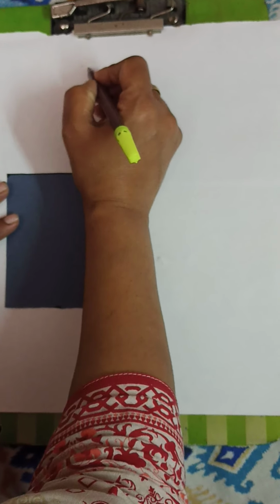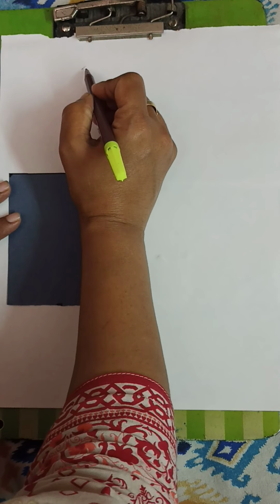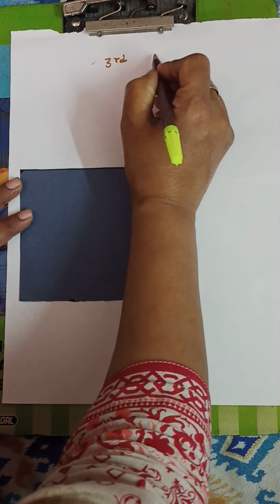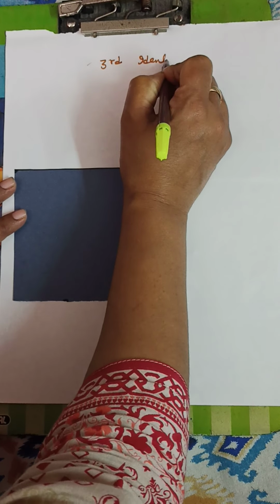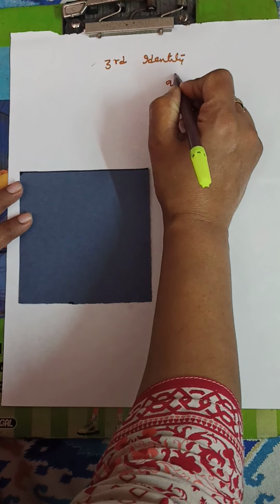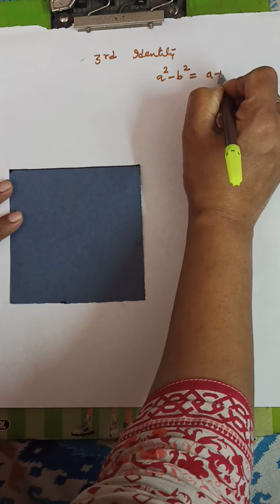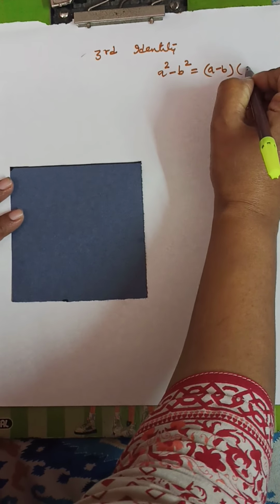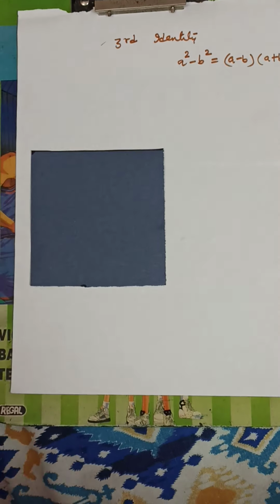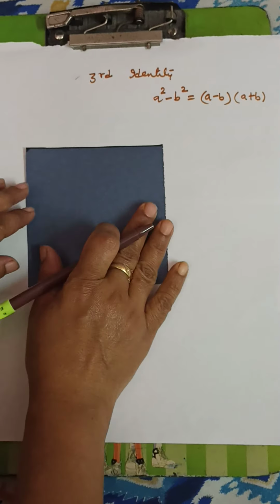Hello students, today we are going to verify or geometrically represent the third identity. What is this identity? This is a square minus b square is equal to a minus b multiplied by a plus b. Now we will represent this geometrically.